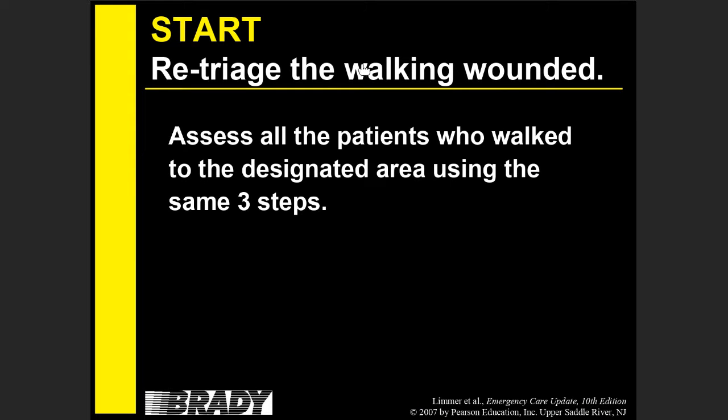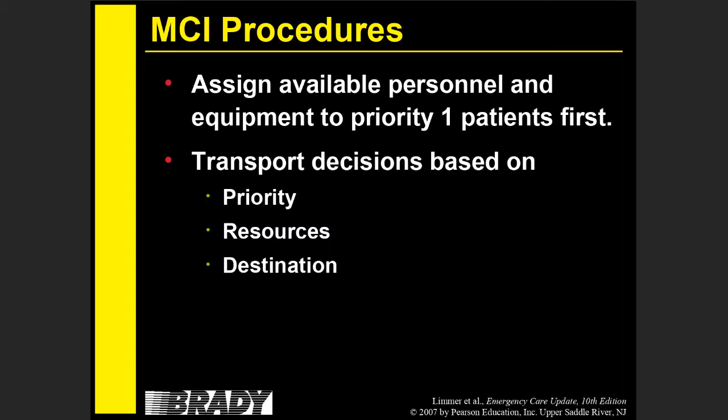So oncoming units will go and re-triage the walking wounded. They'll reassess all patients who walked into the designated area using the same 3 steps. Just because somebody was stable enough to be a green tag 10 minutes ago doesn't mean they couldn't be decompensating now. But as the initial screeners, we're not concerned about that. We're just concerned about the initial triage of each patient and moving on. Assignment of available personnel and equipment goes to priority 1 patients first. That'll usually be the job of the treatment officer. Transport decisions by the transport officer will be based on the patient's priority, resources, and destination.